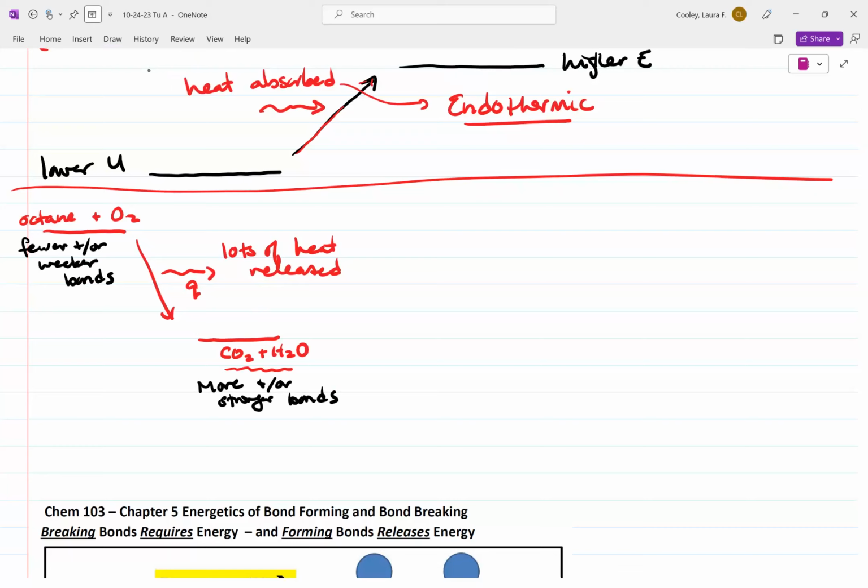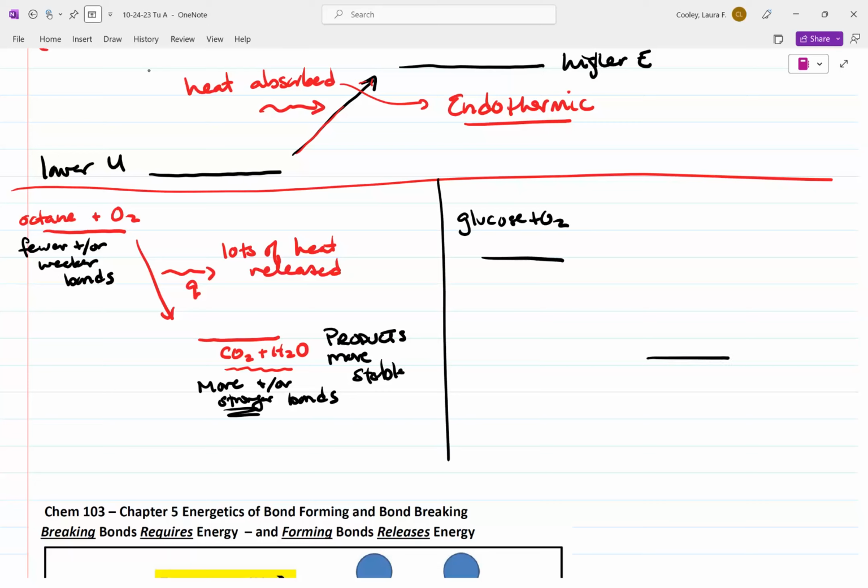So forming bonds makes the energy go downhill. It makes the product more stable. The products are more stable because of the stronger bonds, or perhaps more bonds. I think it's some combination of both. The other reaction I talked about was glucose and oxygen, also forming carbon dioxide and water. This is the process we know as cellular respiration in the body.